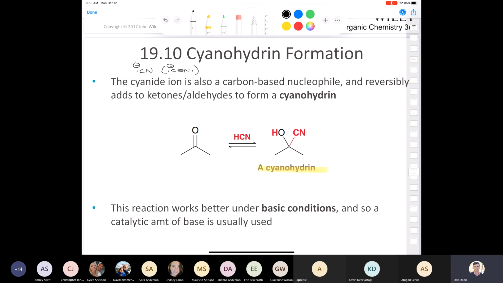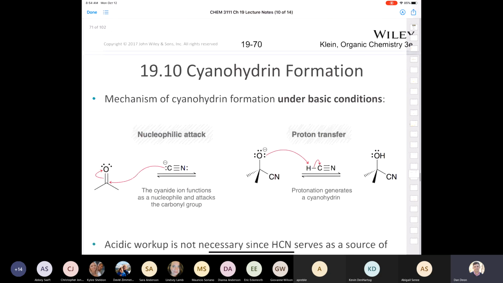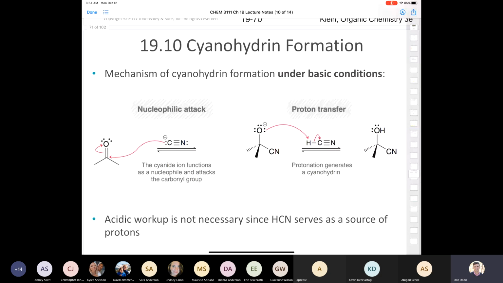Now this is with HCN. HCN has a boiling point of around 26 degrees Celsius, so not a lot of fun to work with. It's so volatile. The reaction works better under basic conditions, and so when this was originally developed, it was run with a small amount of base to deprotonate the HCN and to produce the cyanide ion. Here's the nucleophilic attack by the cyanide, and it says that you don't have to use an acidic workup because HCN serves as a source of protons.